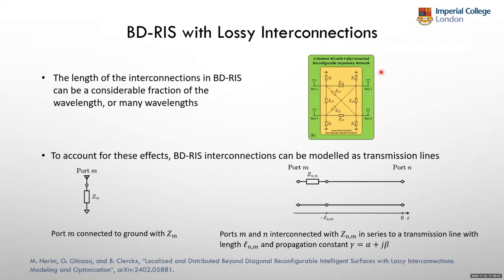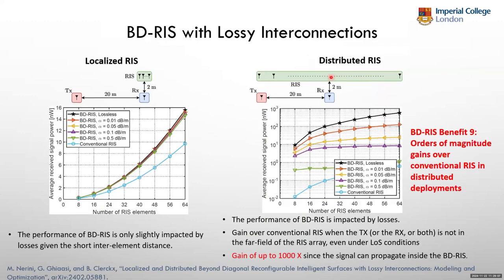Right, then you have other issues to consider. You may have losses between those interconnections, so this needs to be modeled using transmission line theory. This can be done, and what you can show is that if you have a localized RIS where the inter-element spacing between those RIS elements is small, then the losses are not so significant. If you have a more distributed RIS deployment where the interconnection is much longer, then you may have a more significant impact of those losses, but you may have also some benefit.